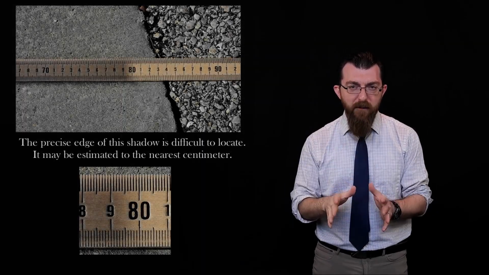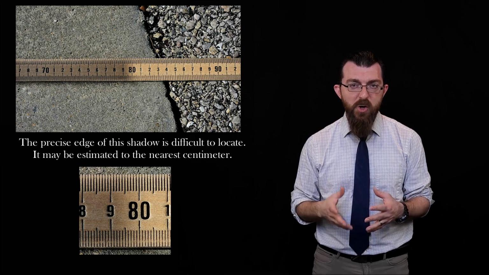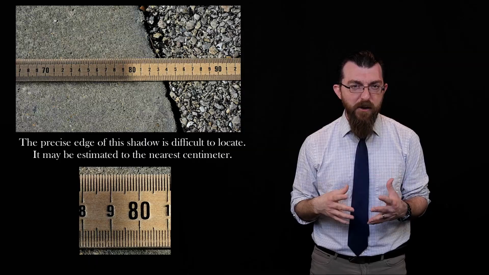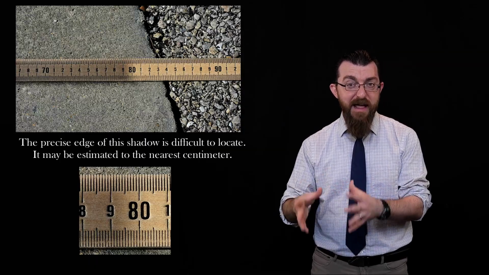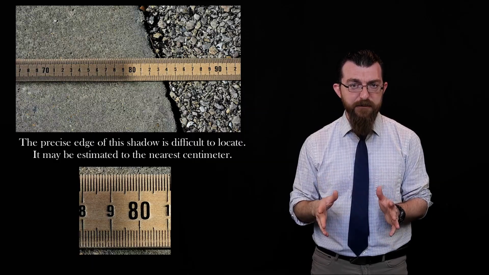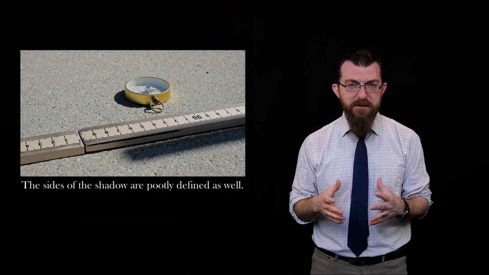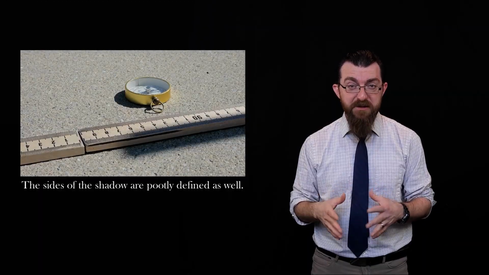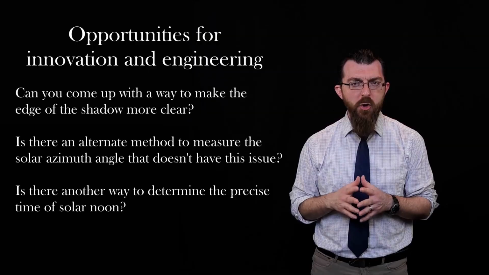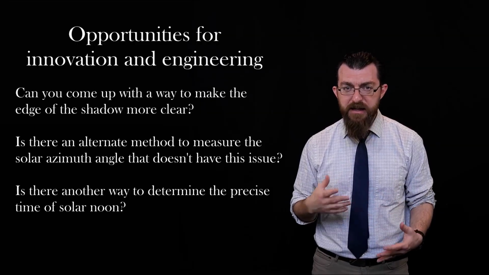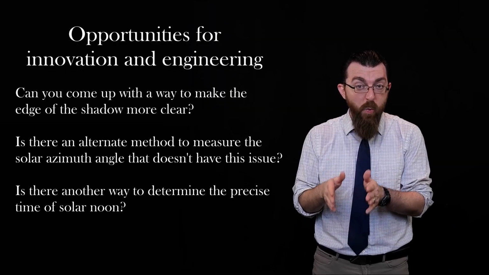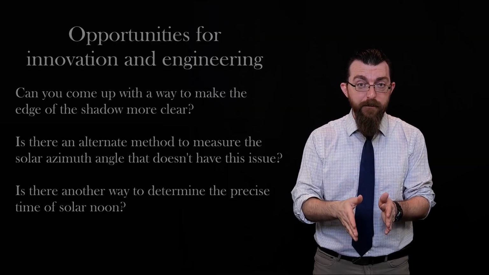First, diffraction and the angular size of the sun cause the boundary of the shadow to have a poorly defined edge. This makes it difficult to get a precise measurement of the shadow's length, though a meter stick shadow can still be estimated to the nearest centimeter. It also makes it difficult to tell exactly when the edges of the shadow fall along the north-pointing meter stick. This would be a great place for some clever engineering to improve the precision of the shadow measurement or determining when exactly solar noon happens.